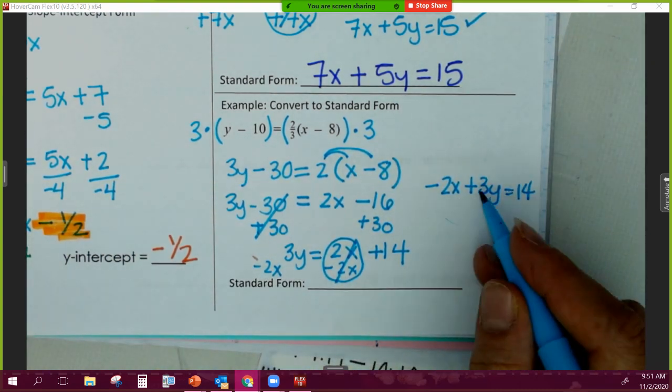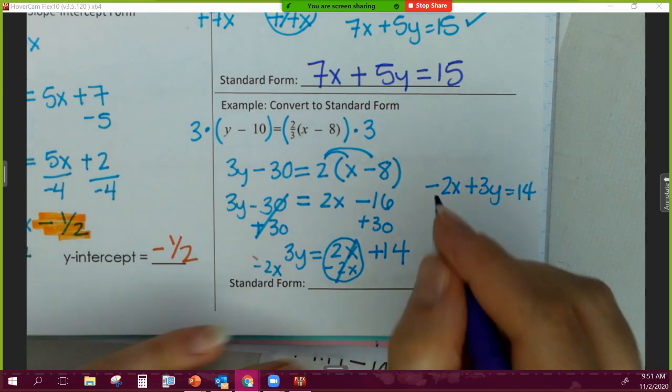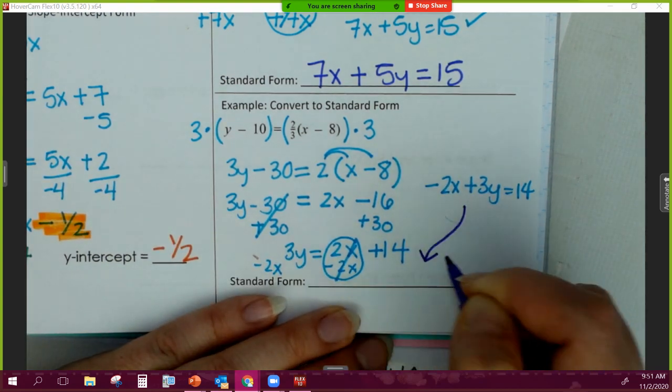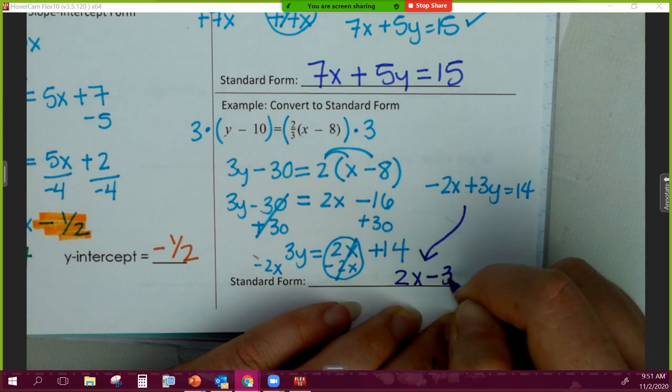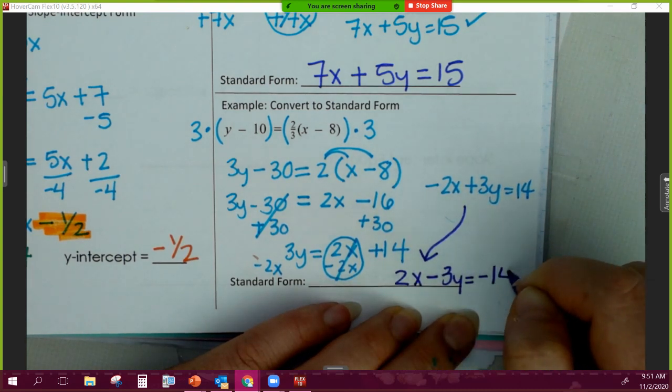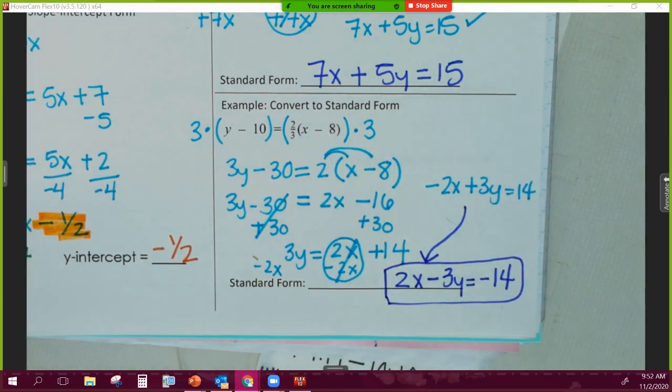And then last step, check to see if a is positive. It's not this time, so go change the signs of everything. So we have 2x minus 3y equals negative 14, and then we're done. All right, when you're ready, flip to the back and we're going to look at 2 other examples that are a little bit different.